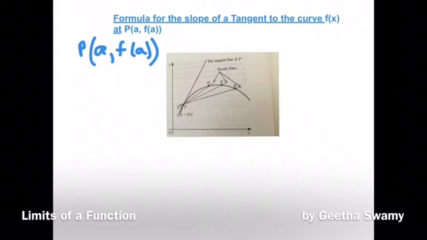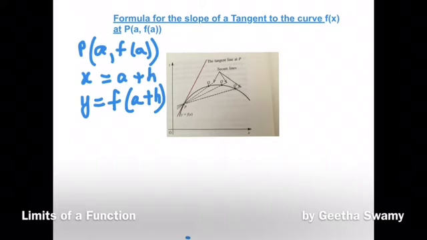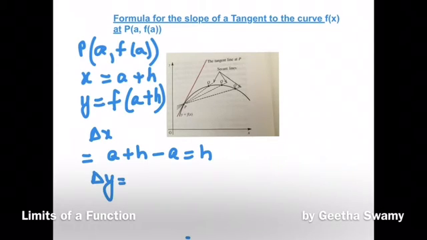Now to write this more simply in the form that we've just used, we can write the x coordinate of Q as x is equal to A plus h, and the y coordinate as y is equal to f of A plus h. The changes in x and y will be written as delta x is equal to A plus h minus A, which is equal to h, and delta y is equal to f of A plus h minus f of A.